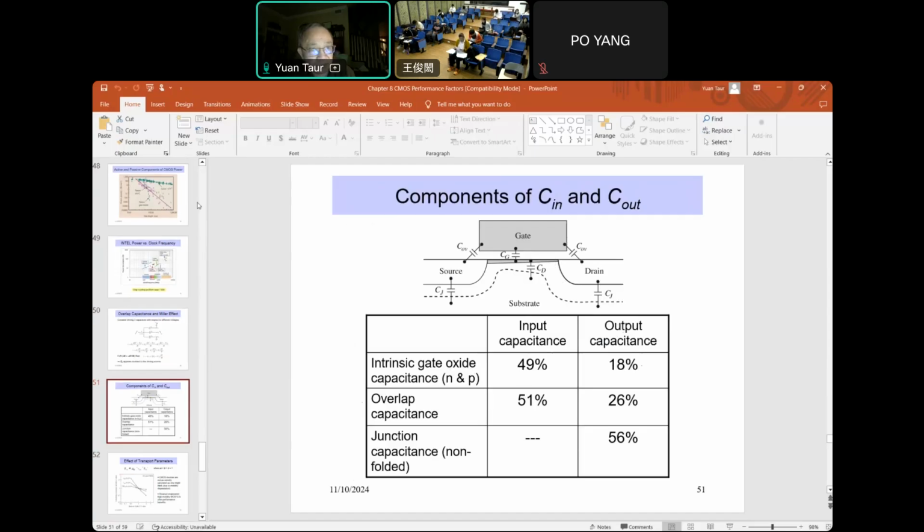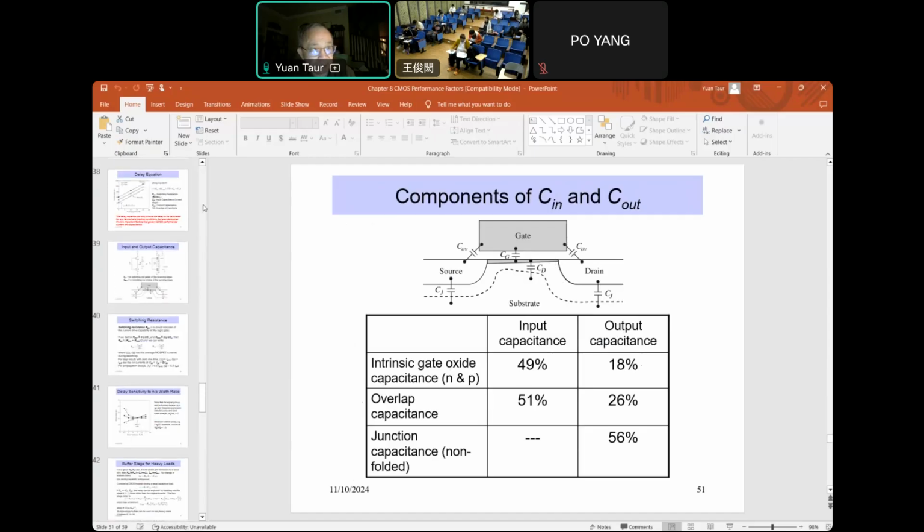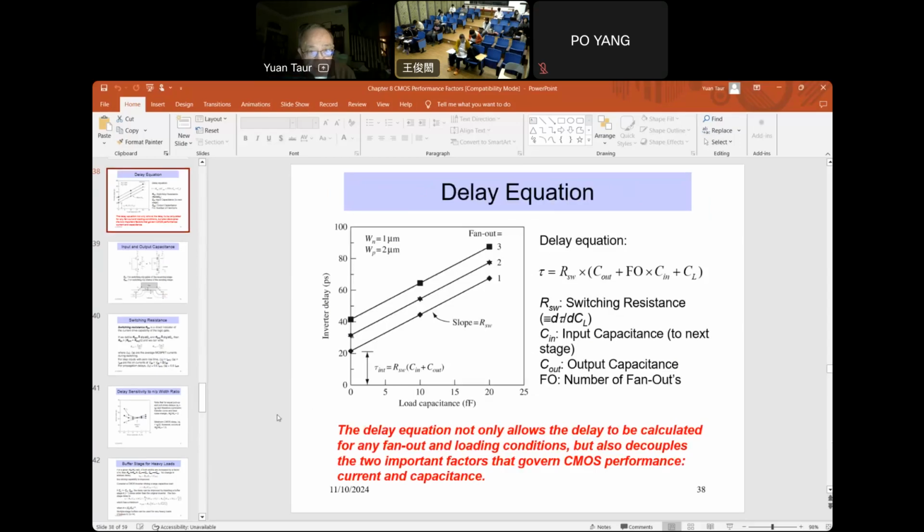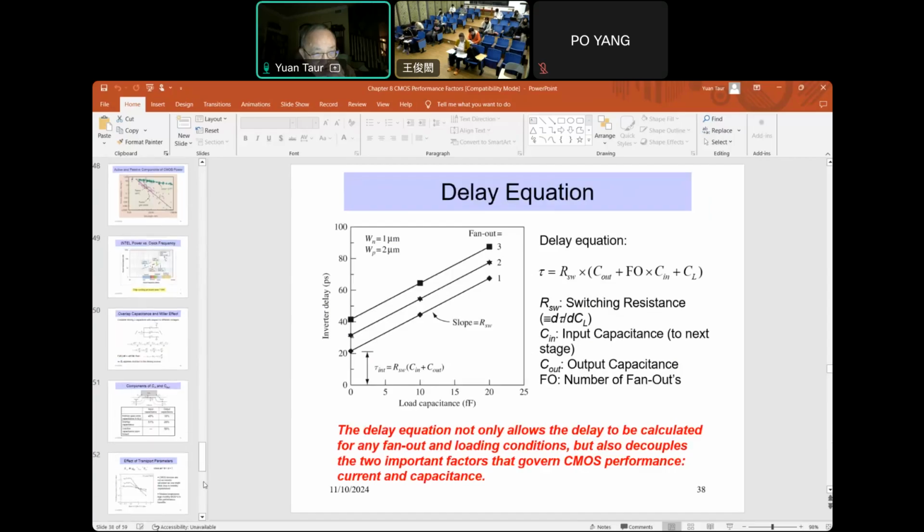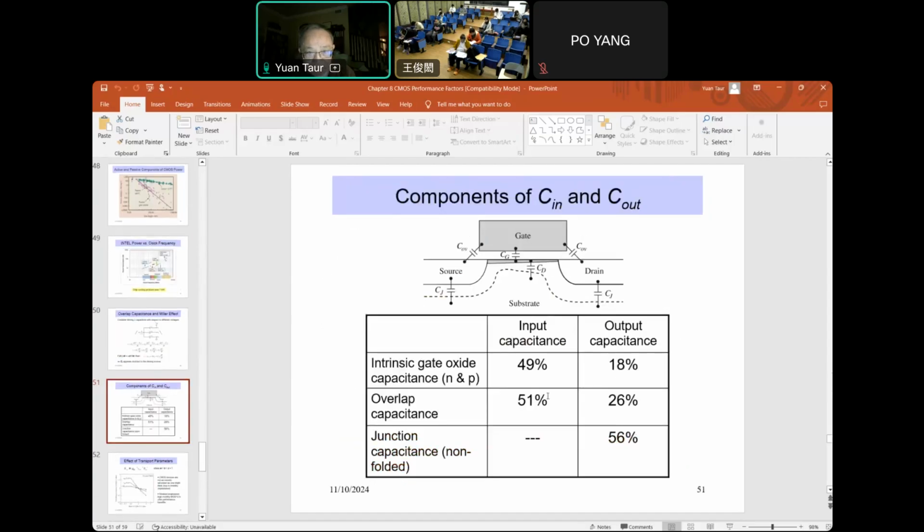Okay, remember the intrinsic delay here is set by C in plus C out. So if you add them up, C in and C out, the overlap capacitance is actually the largest component. That's why the self-aligned gate technology is so important. Before that, we didn't have self-aligned gates, and C overlap could be very bad in the worst case. Then that would slow down the CMOS.